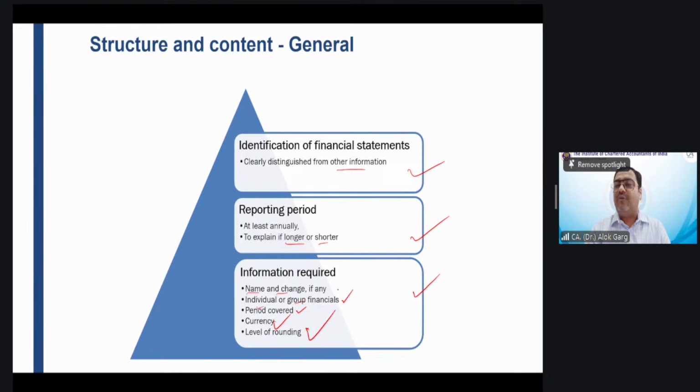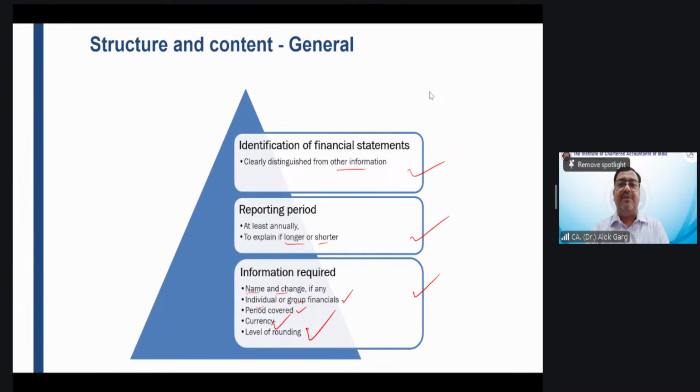Currency, then INR, dollar, level of rounding. So level of rounding, whether the financial statement figures are rounded off in crores, millions, lakhs, thousands. So the level of rounding is also required to be given.